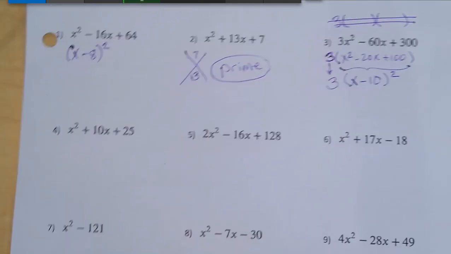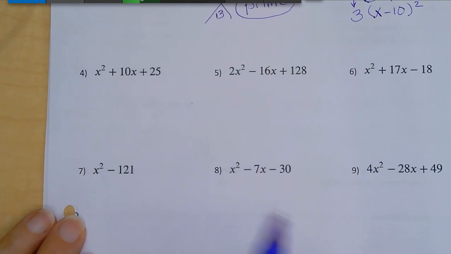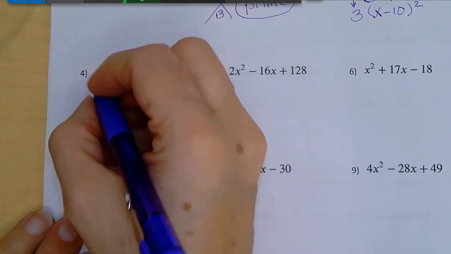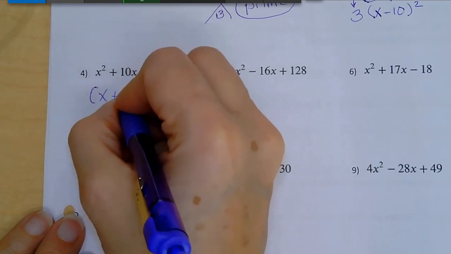Don't lose it. Okay. X squared plus 10x plus 25. Square root of x squared is x. Square root of 25 is 5. 5x doubled is 10x. This one's really straightforward.